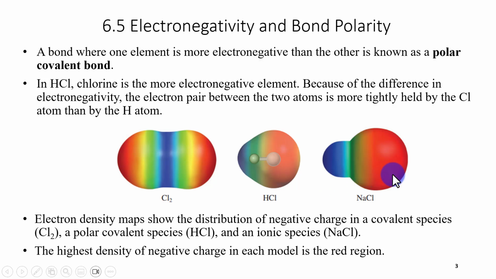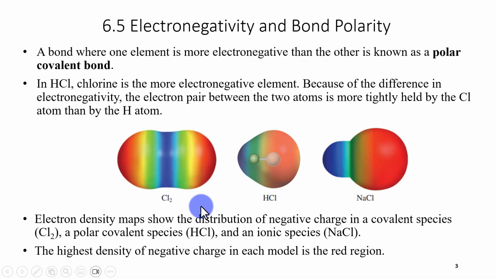And that's why I have a total separation of charge and a formation of an ion. Here, I don't have a formation of an ion. They're still sharing that electron. But here, that electron from the sodium has been completely transferred to the chlorine. We can have a continuum, if you will, and we'll talk about that in just a little bit more.